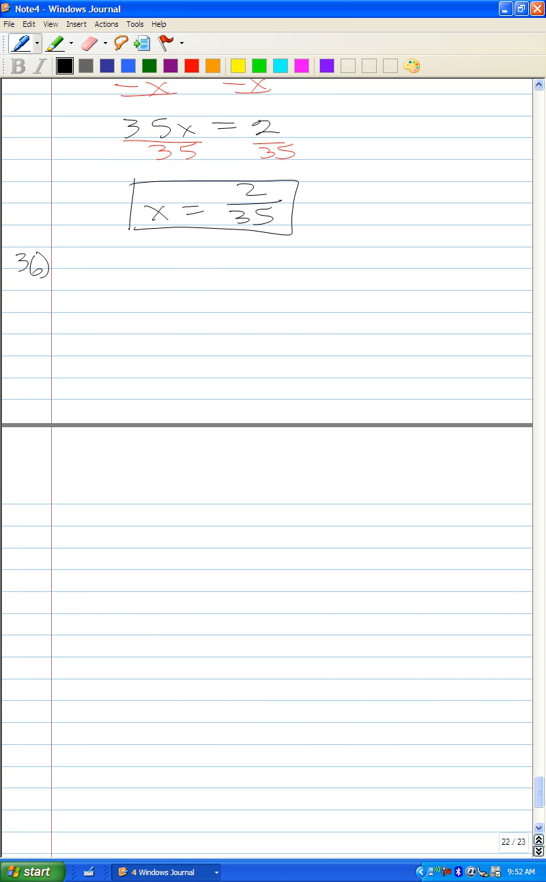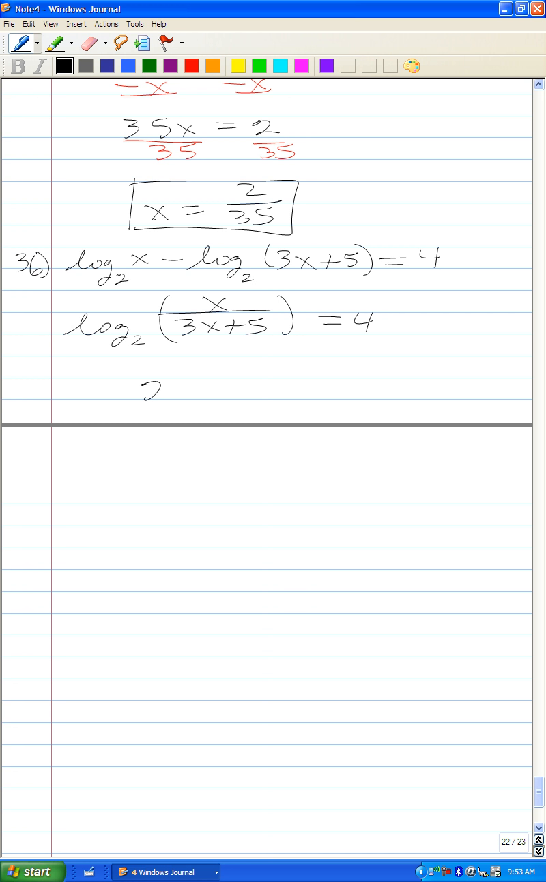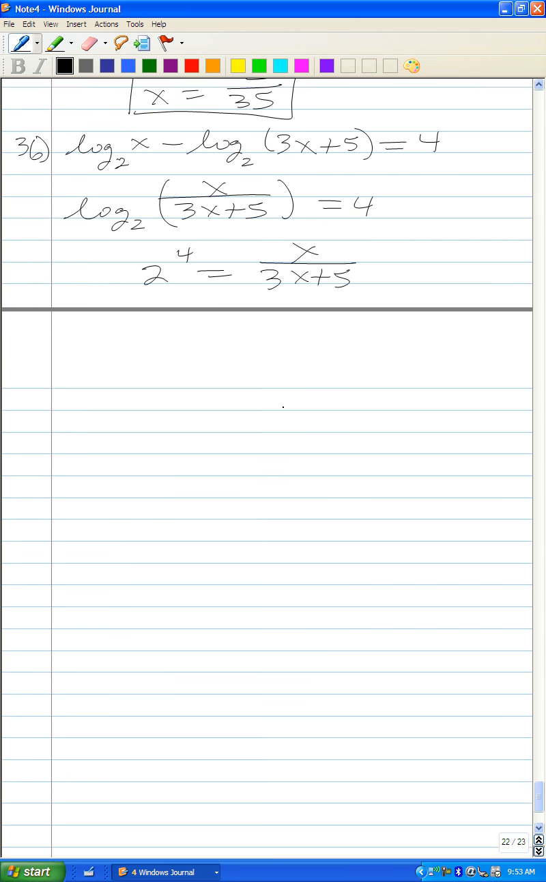Log base 2 of x minus log base 2 of 3x plus 5 equals 4. And so let's use the property of logarithms. So log base 2 of x over 3x plus 5 equals 4. So the base is 2, exponent is 4, result is x over 3x plus 5. 2 to the 4th is 16.